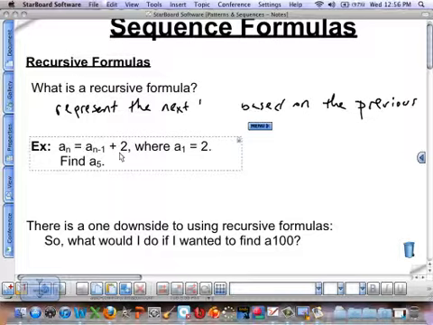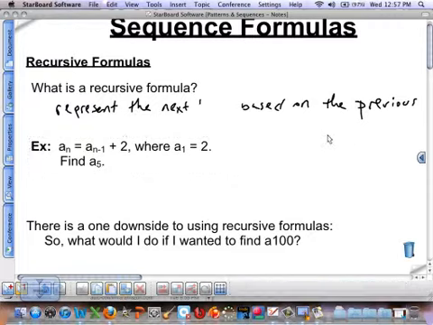Look, it even tells you where to start. What's our first term? 2. If I want to find a sub 5, what do I actually have to find? I want to find the fifth term. I need to know not only the first term, but the term before. I need to know what the fourth term was. But in order to find the fourth term, I need to know the third term, and then the second term. You can see this is great if you have just a few terms to find, but trying to find a sub 25 would not be useful. This would not be a great way to do that. But we'll use the recursive formula here.